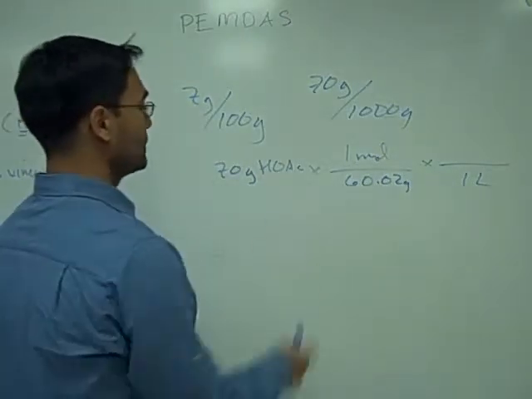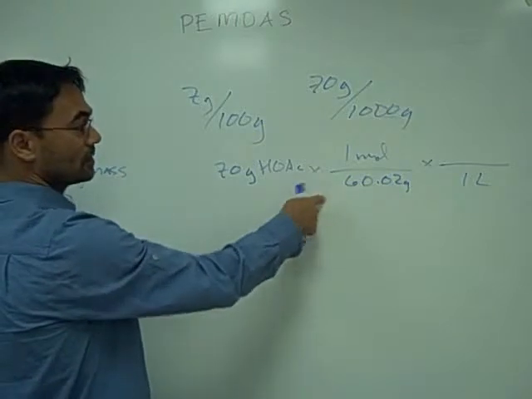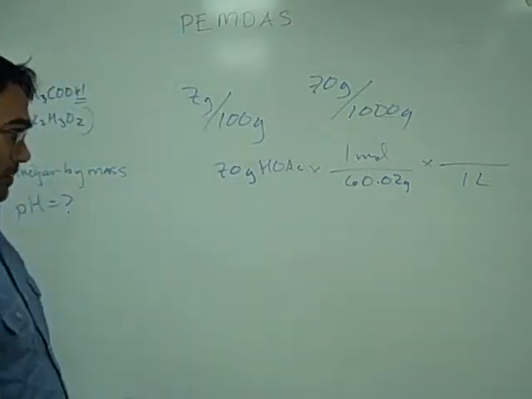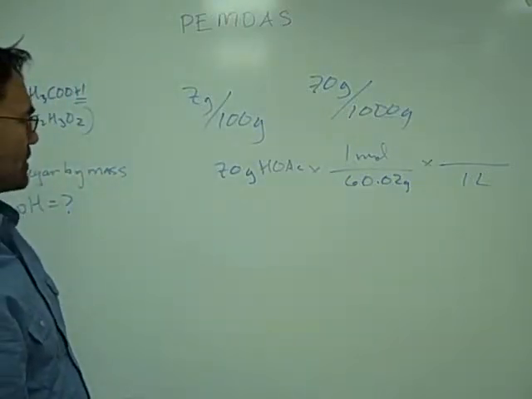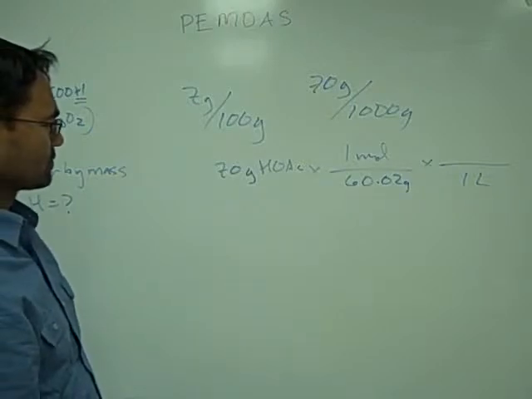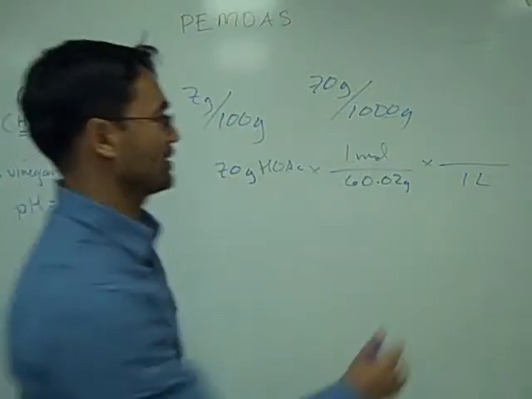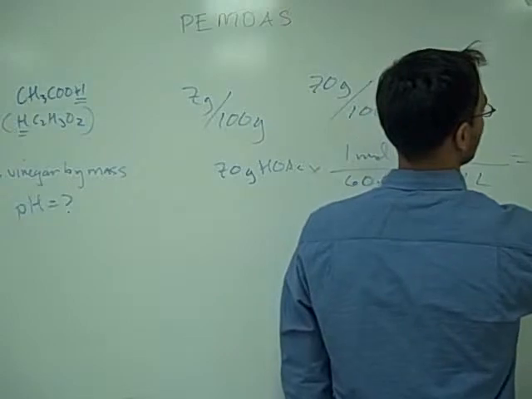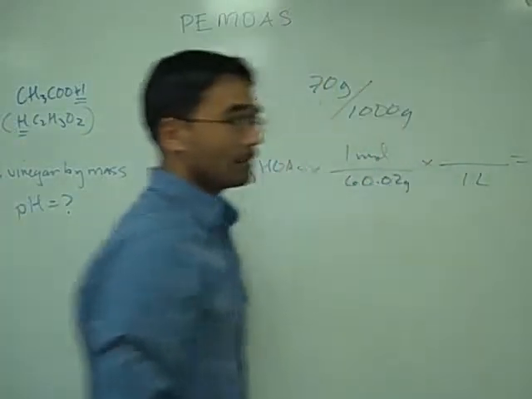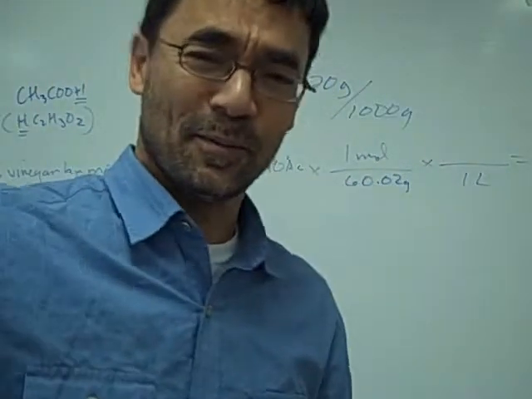So we could run that through, and there's 70 over 60, so we're going to be over a little of a mole per liter. You guys can run that calculation out. And so we have our molarity of our acetic acid to start. I'm going to pause it for a moment.